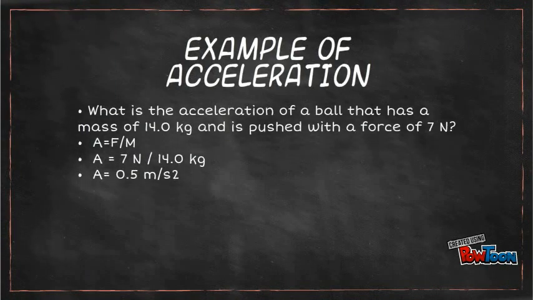Example of acceleration: what is the acceleration of a ball that has a mass of 14.0 kilograms and is pushed with a force of 7 newtons? A equals F over m. A equals 7 newtons over 14.0 kilograms. A equals 0.5 meters per second squared.